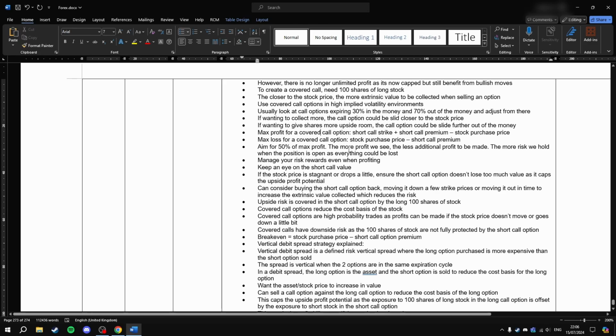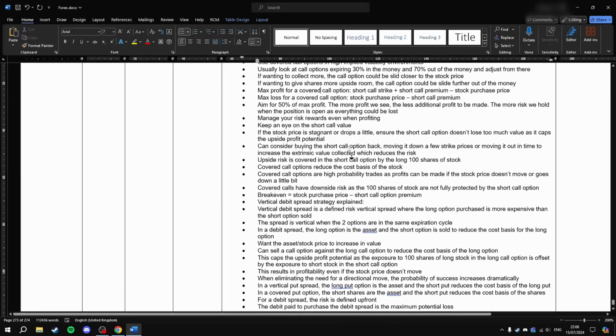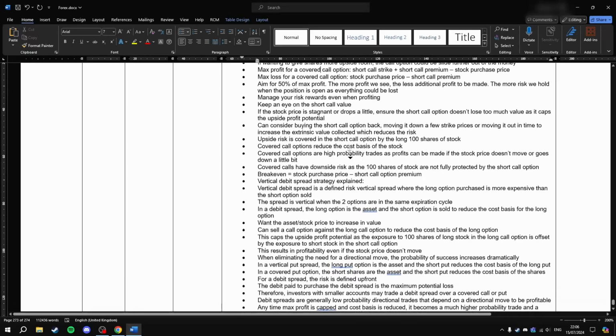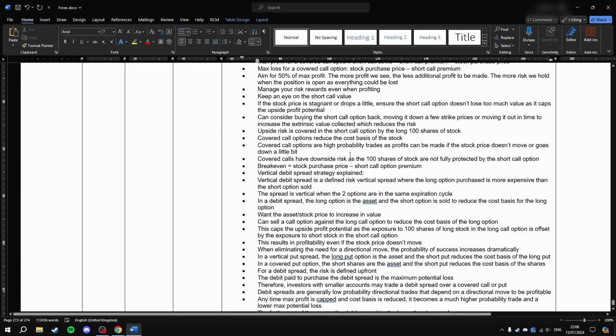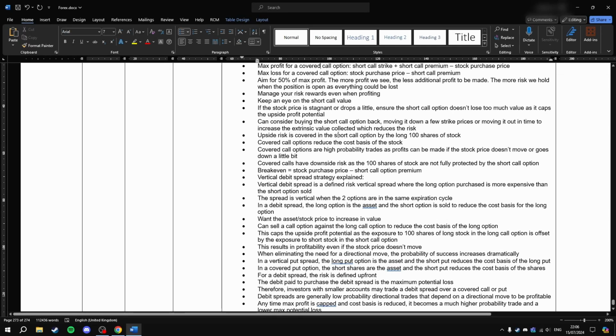So max profit for a covered call option is the short call strike plus the short call premium minus the stock purchase price. Max loss for a covered call option is the stock purchase price minus the short call premium. We normally aim for 50% of the max profit. The more profit we see, the less additional profit to be made, so the more risk we hold when the position is open, as everything could be lost. Remember to manage your risk rewards even when profiting.